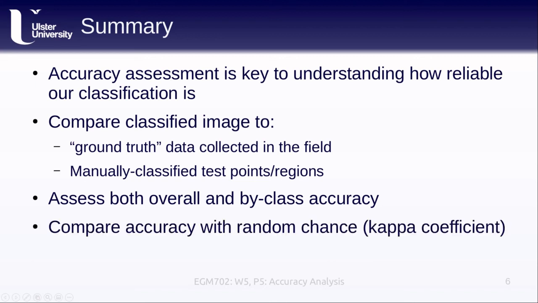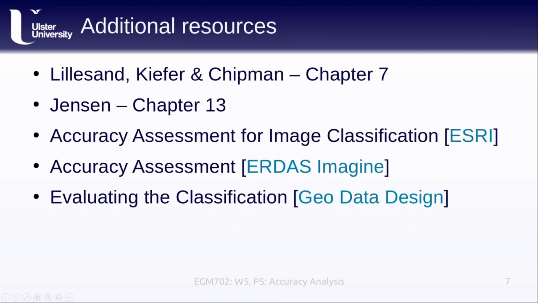Finally, we learned how to compare our results to the likelihood that our results are due to random chance by calculating the kappa coefficient. Once again, you can learn more about the concepts we've covered in this lesson in the textbooks, Chapter 7 of Lewison, Kiefer, and Chipman, and Chapter 13 of Jensen.